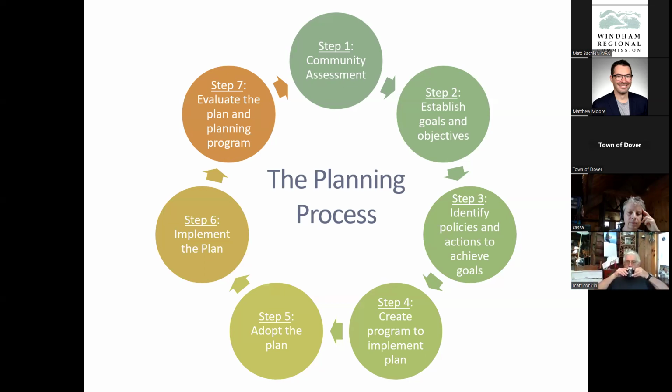Step 4 is creating a program to implement the plan. And this is the process of taking those action steps and starting to figure out who in the community is going to be primarily responsible for this. And some actions are the responsibility of the select board, some of a planning commission, conservation commission. So starting to figure out who should be taking the lead on these, trying to identify a time frame. Some projects are very quick projects that can be completed in the short term. Some projects will take longer to complete.